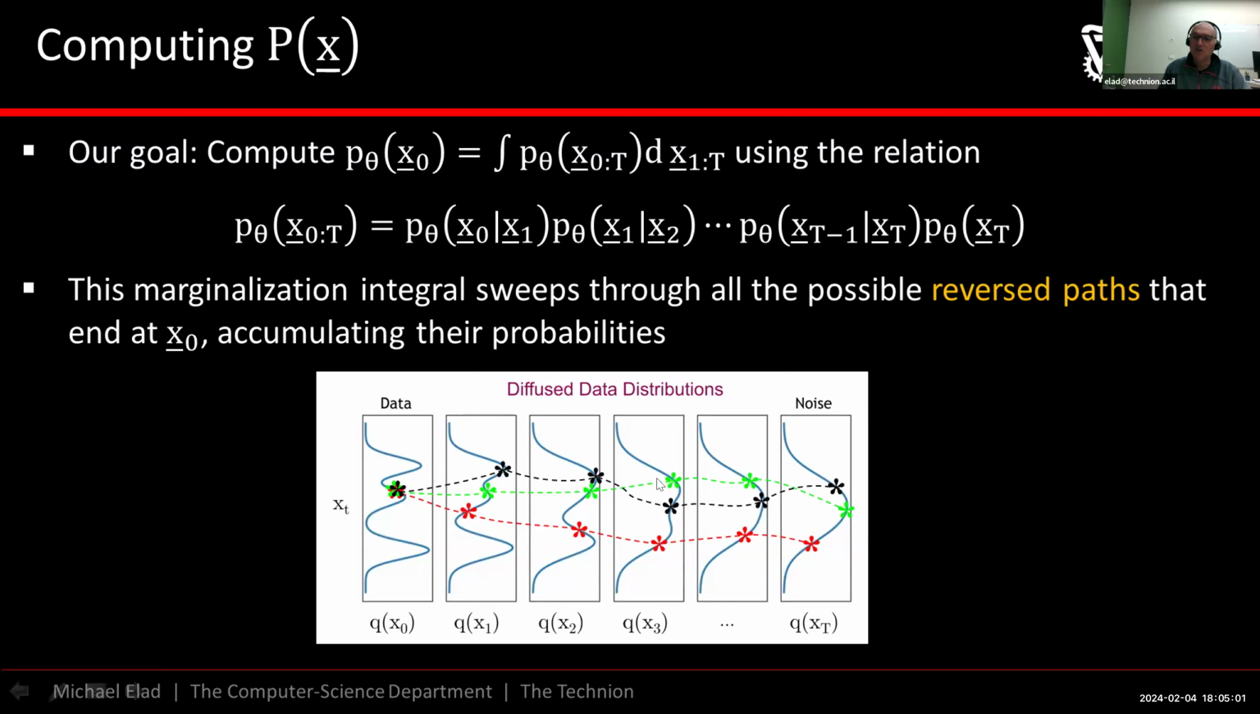What I'm trying to do is to integrate over all those paths. I'm trying to sum the probabilities of all the paths in order to tell you how probable is x0. And this turns out to be quite challenging. Let me show you how challenging it is.